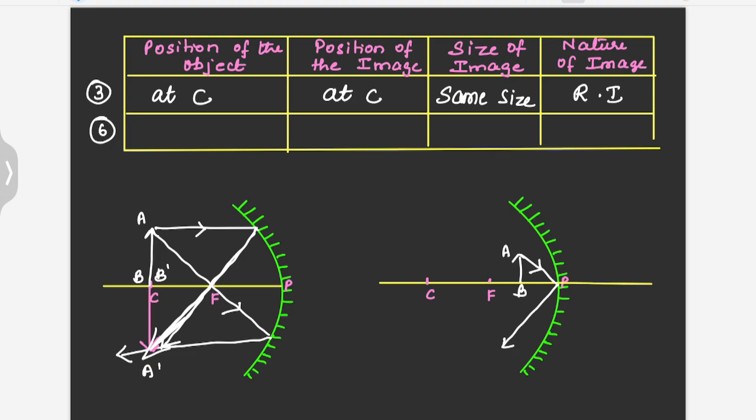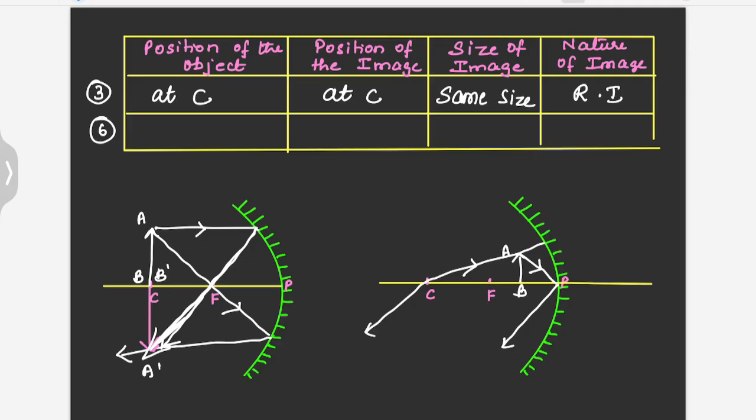The second one, let us write through C, that is the center of curvature. So from here, start drawing like this. So this is the incident ray. The reflected ray also will pass through the same point like this, F. So, reflected ray.